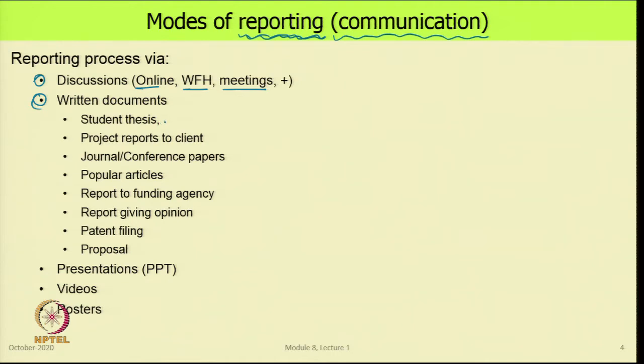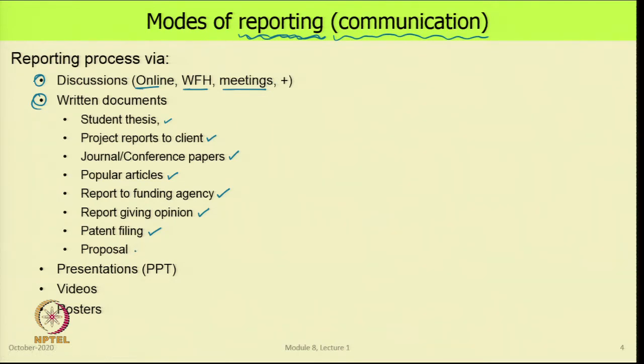This could be a student thesis or a dissertation. If somebody is doing a project for a client, we are writing a report to communicate the results to the client. We could be writing it for the sake of publication in a journal or a conference paper. We could even write something for the popular media, for the general public to read about it. It could be the end of work or maybe an intermediate milestone to a funding agency. A report could be even that we are giving our opinion to someone, and we could also be writing a report for patent filing.